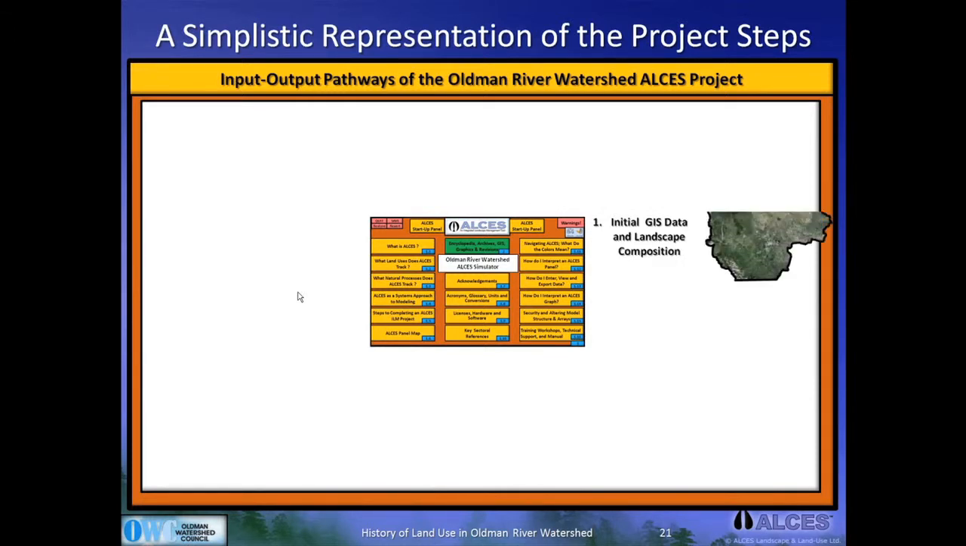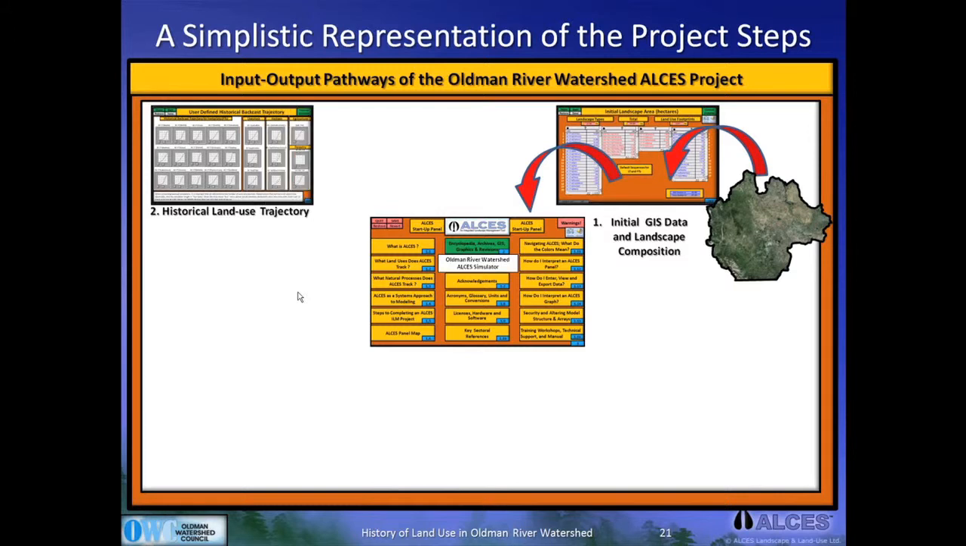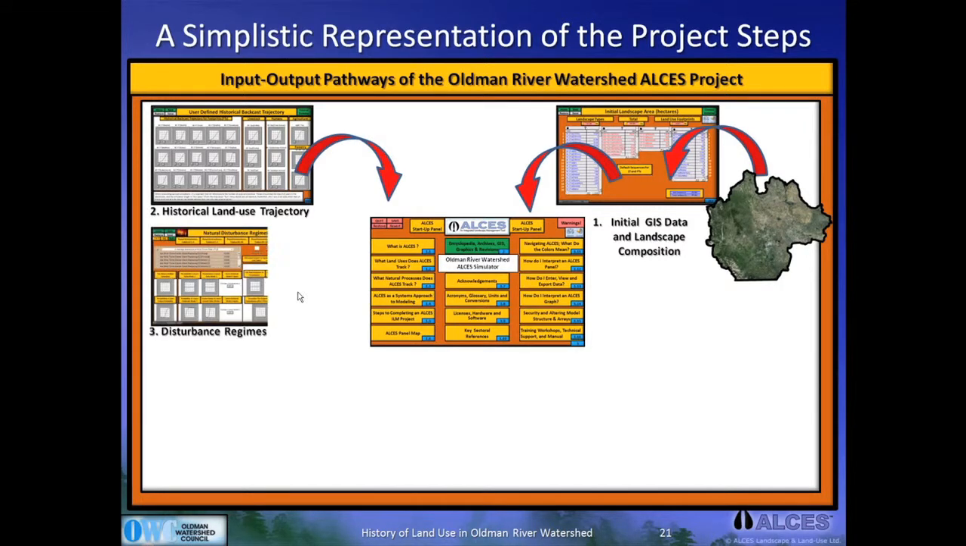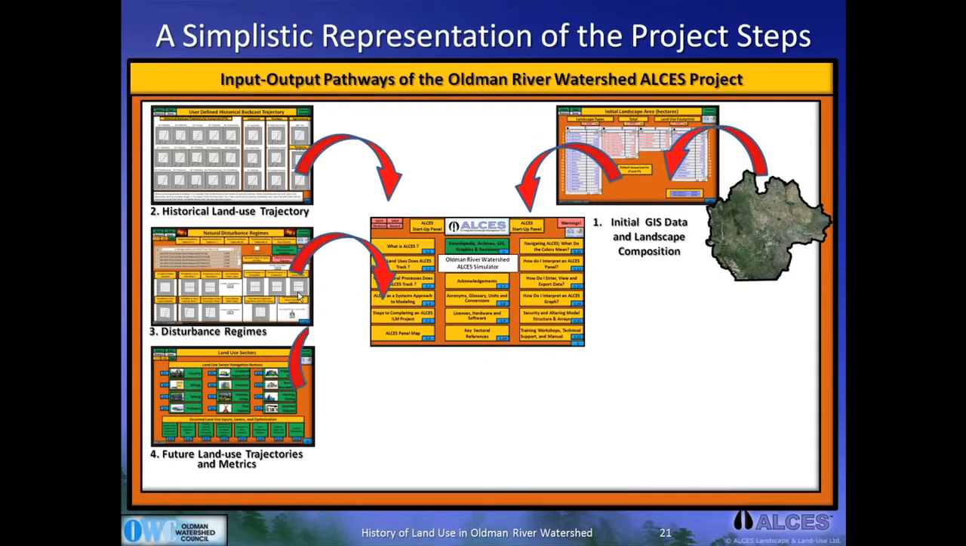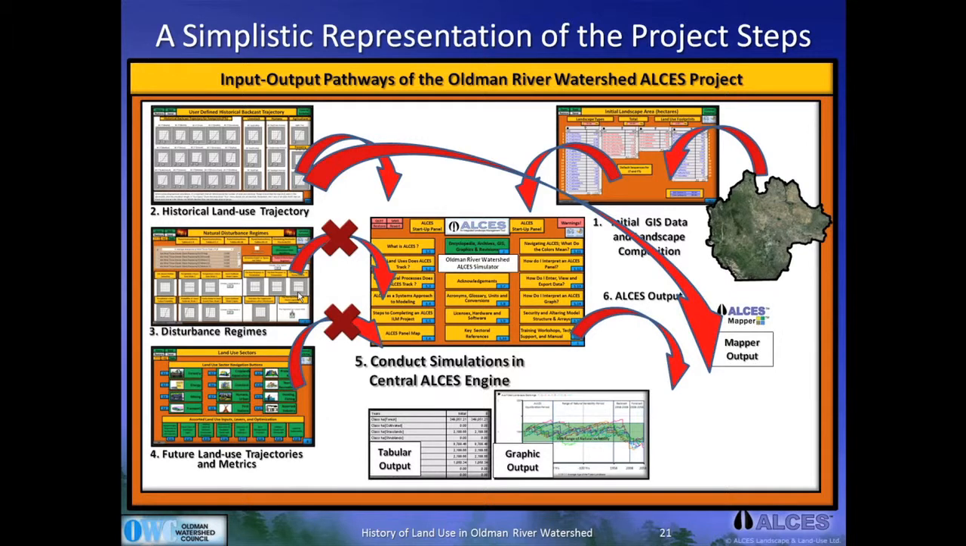So we needed a study area, that is the Oldman River Watershed of southwestern Alberta. We took that data, we stratified it into the various landscape types, we drove it into the ALCES model, and then we used a variety of algorithms and logic rules to reconstruct it over the last 100 years. And in this particular phase, that being phase 1, we didn't have to worry about natural disturbance regimes or future land uses, so those portions were ignored. We went directly from essentially the historical land use trajectory to produce a series of products, which is graphs and tables and maps that are changing through time. And it's primarily maps that are the key output of this study.